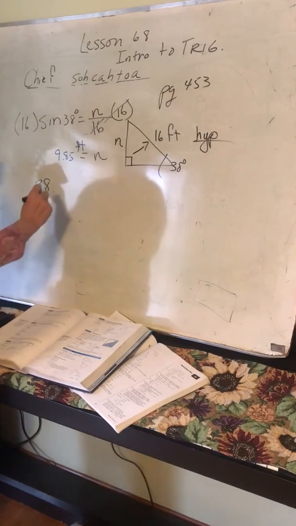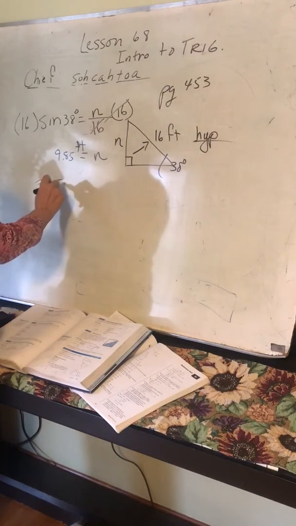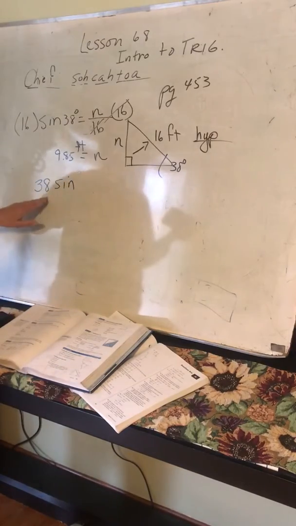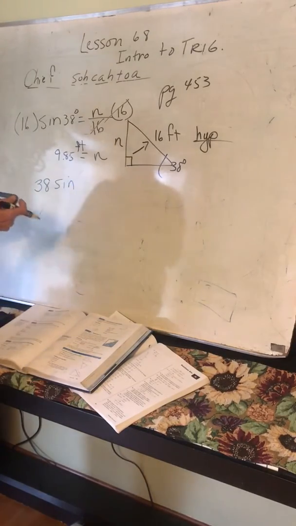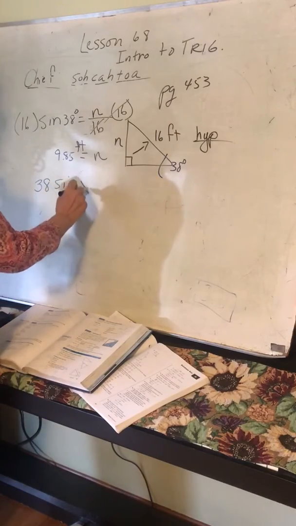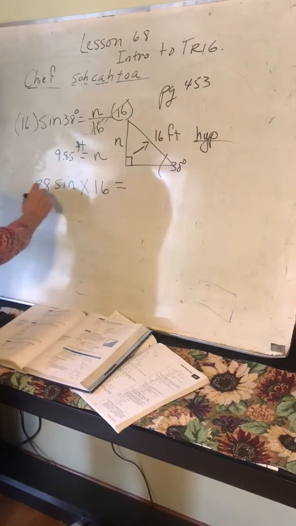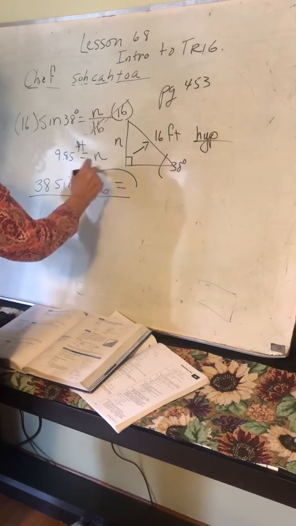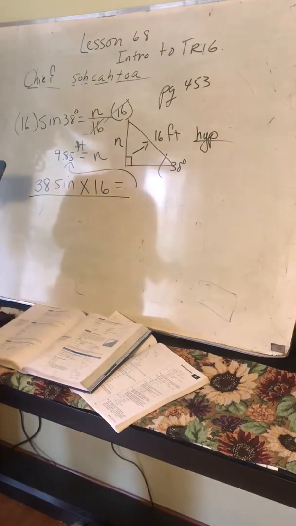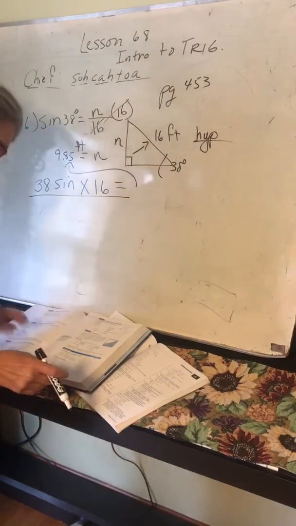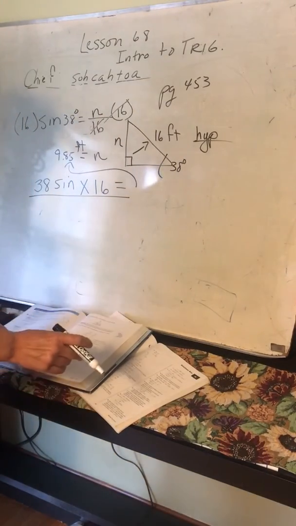So this is what I did on my calculator. 38 sine, you don't do times here. You do 38 and punch the sine button. Then you do times 16 equals. So that's what you punch in your calculator, and you should get 9.85. And that is the end of lesson 68.